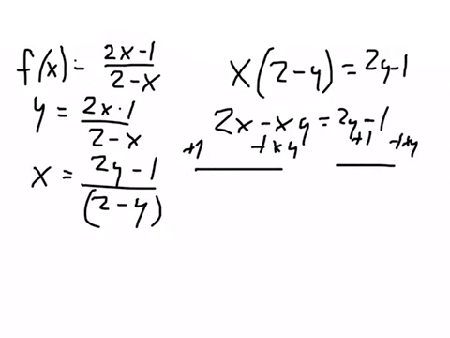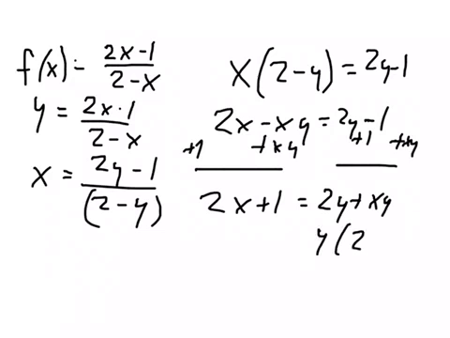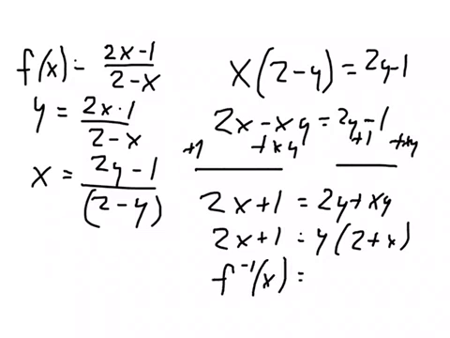So at this point, 2x plus 1 is equal to 2y plus, that's plus xy. Now that I have my y terms on one side, I can factor out the y. So at this point we have 2x plus 1 equals y times 2 plus x. I'm going to divide off the 2 plus x, so that's going to leave me my y, or my f inverse of x, equal to 2x plus 1 over 2 plus x.